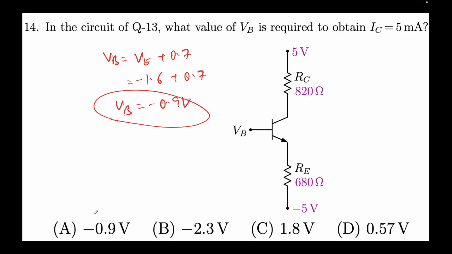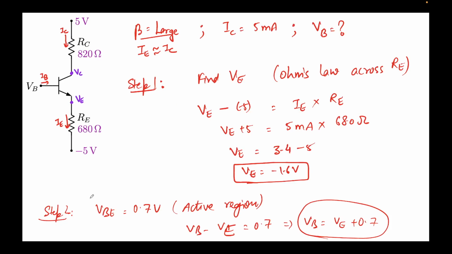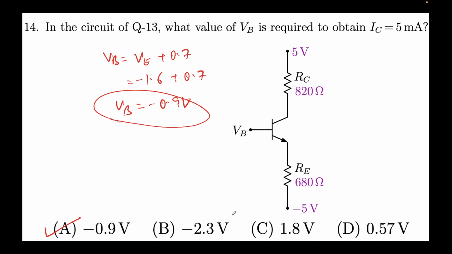VB we have obtained as minus 0.9 volts, which happens to be option A. So just to summarize again, this is the very same process flow that we have discussed in the last question. Nothing has changed except that the current has increased, so accordingly the voltages will also change, right? Now since the voltages have risen, I must also make sure that this is indeed operating in active region, right?